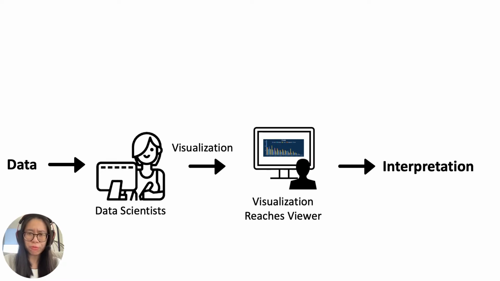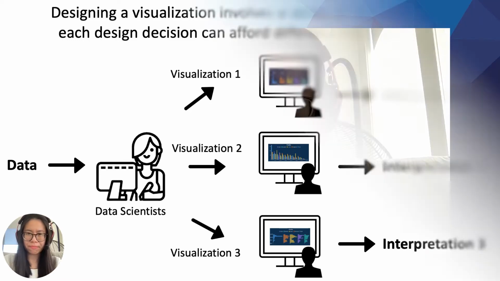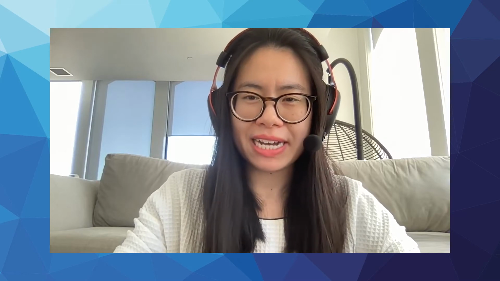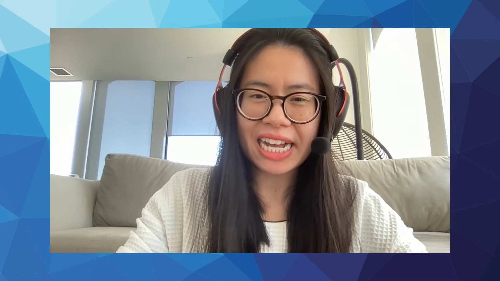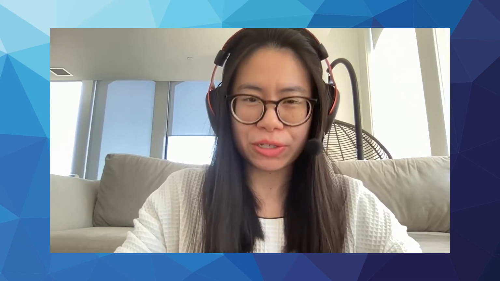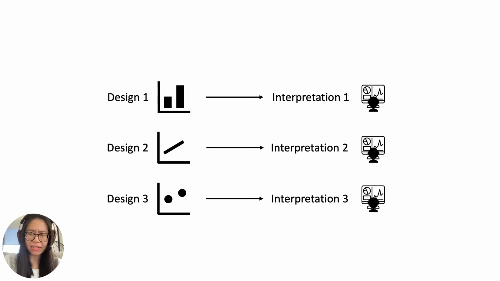And this process in reality looks more like this because designing a visualization involves a series of design decisions, and each design decision can afford different interpretations. So what I've spent the past 6 years researching on is the space of how design decisions map to viewer interpretations. Imagine this model where, given a design, we can predict how people will react to a visualization.